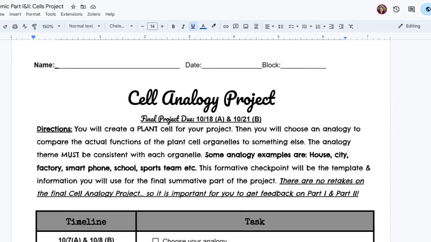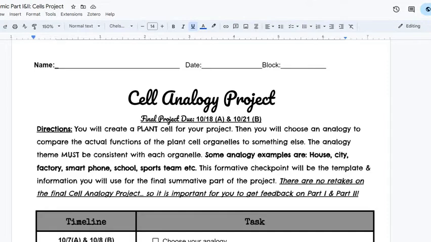So here's what the cell analogy project is all about. I'm going to read the directions here. I'm not passing out the packets just yet. I'm not having the sub pass out the packets just yet because I want to be here as you work through that just to make sure you're doing everything correctly, and I'm here for any questions. Today's just a thinking day.